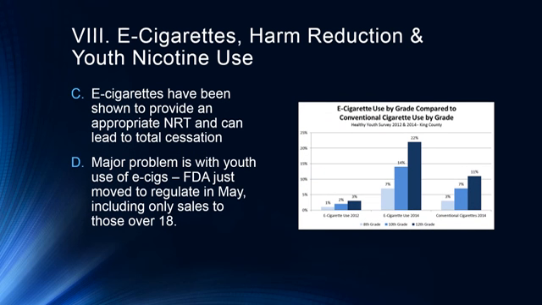The biggest problem currently with use of e-cigarettes is kids. FDA just moved to regulate e-cigarettes in May, requiring only sales to those over 18. Most jurisdictions already have that, but not all. But as you can see, about 14% of 10th graders have been using e-cigarettes compared to 7% of conventional cigarettes. So we really want to try to not have a new generation of kids that are addicted to nicotine by vaping. So while vaping is good for someone to transition from tobacco to, we certainly want to keep people from starting on nicotine with vaping.